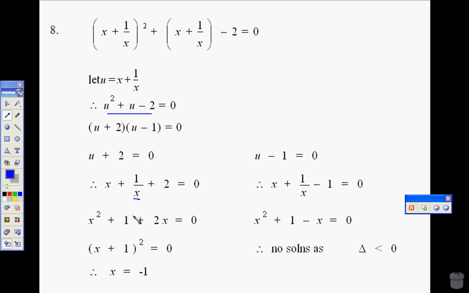Now if we have a look there, that's a perfect square. X plus 1 all squared is x squared plus 2x plus 1. If that's the case and that's all equal to 0, x would have to be equal to minus 1. There's the only solution there.